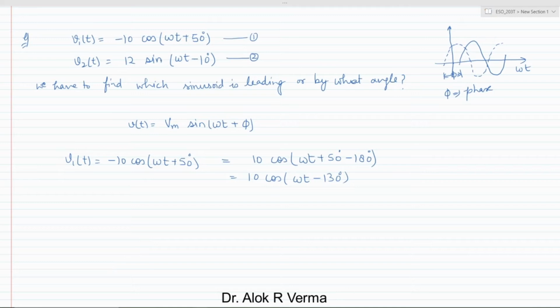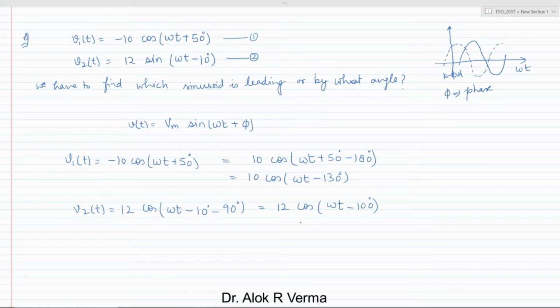Similarly, if you want to write this in terms of cos, we can write v2(t) as 12 cos(omega t minus 10 degrees minus 90 degrees). Sine and cos are shifted by 90 degrees, so this will become 12 cos(omega t minus 100). So basically the phase of this is minus 130 and the phase of this signal is minus 100.